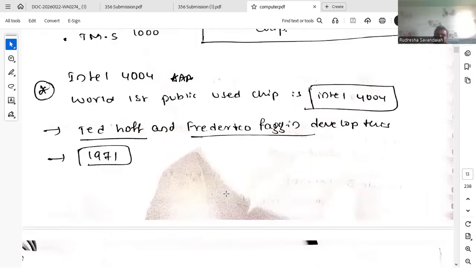Intel 4004 was the world's first publicly used chip. See, the chip is a small electronic device. It is made up of a silica plate. The small chip that you are using is the Intel 4004. The world's first publicly used chip is the Intel 4004.